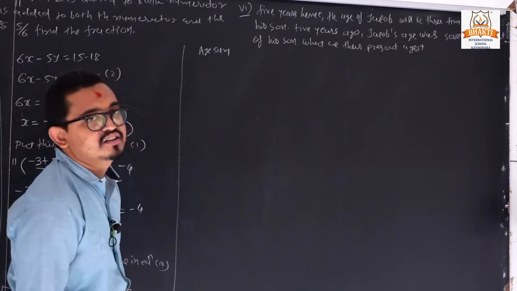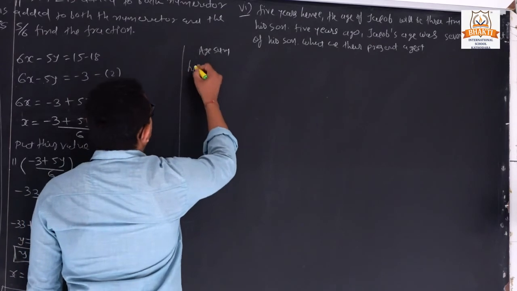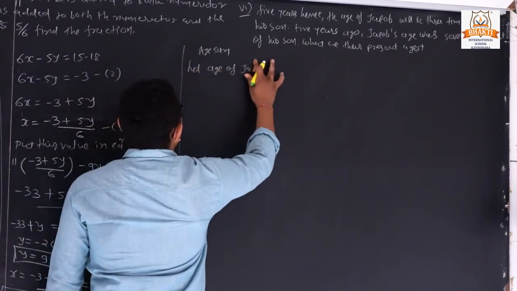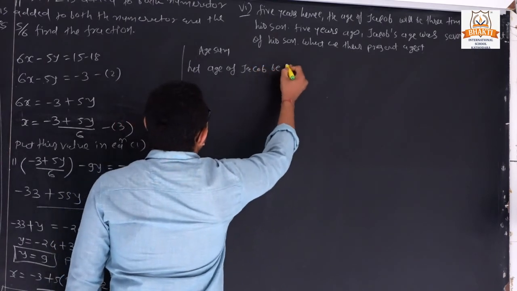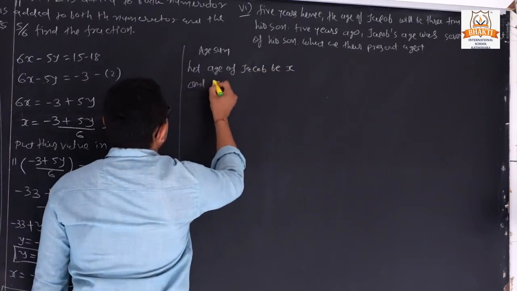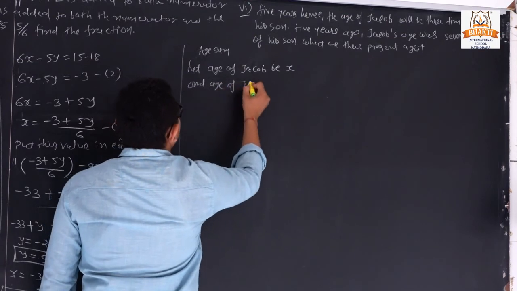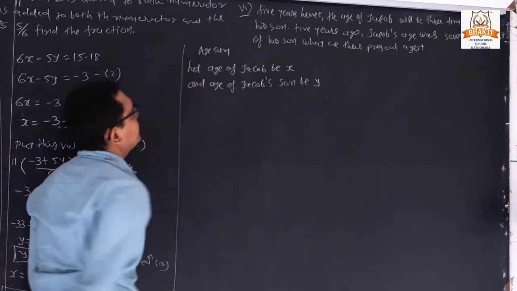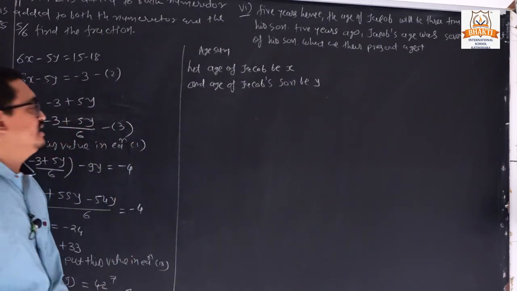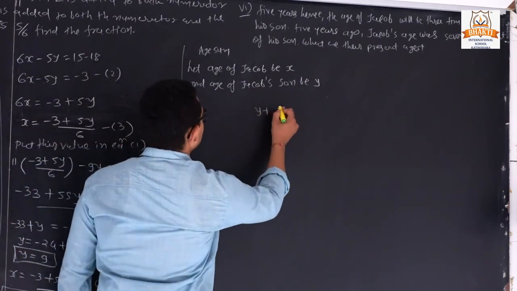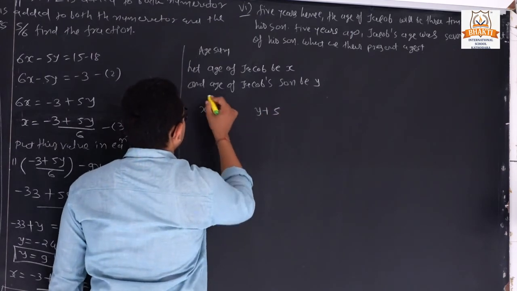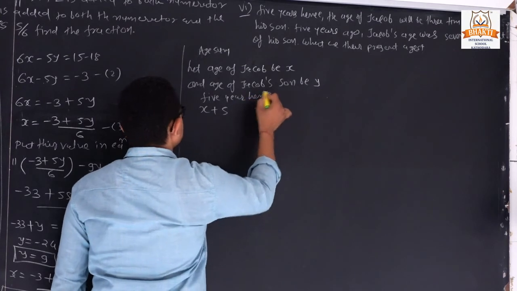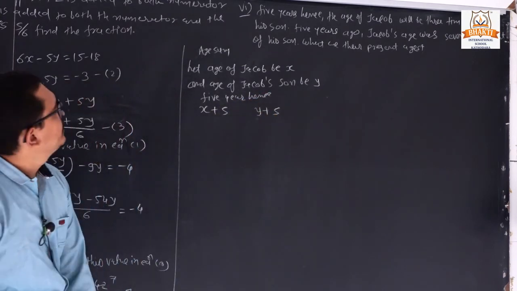5 years ago, 5 years hence, the age of Jacob will be 3 times that of his son. So first of all, let the age of Jacob be x and the age of Jacob's son be y. 5 years hence means we can add 5 in both.